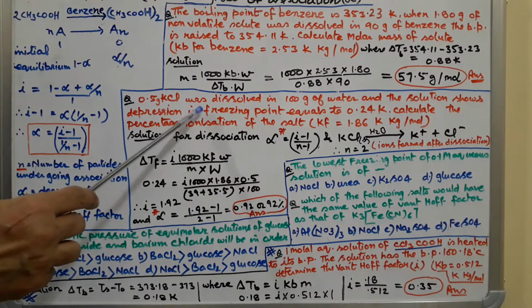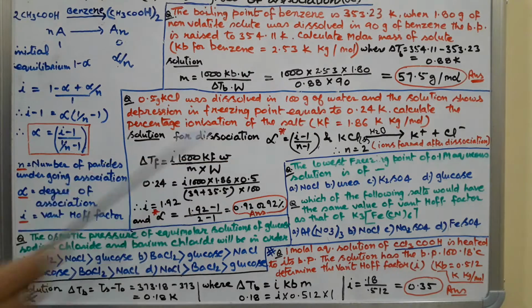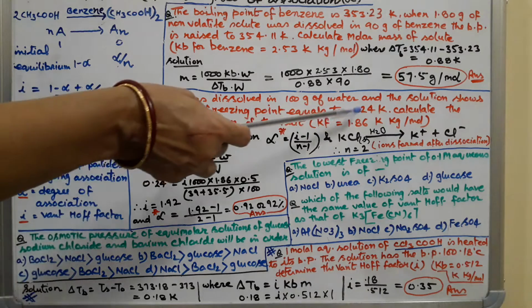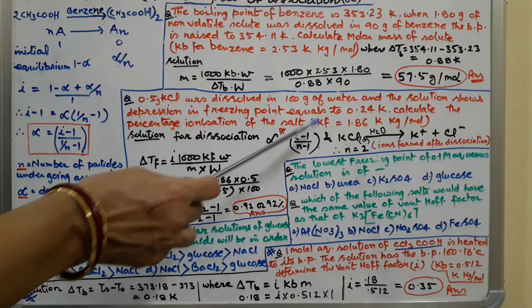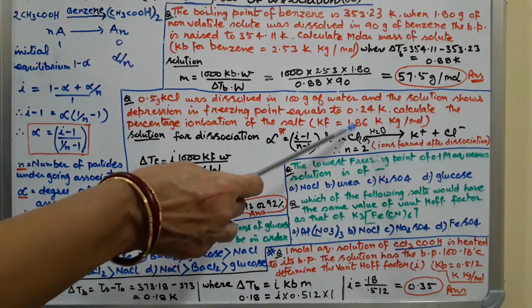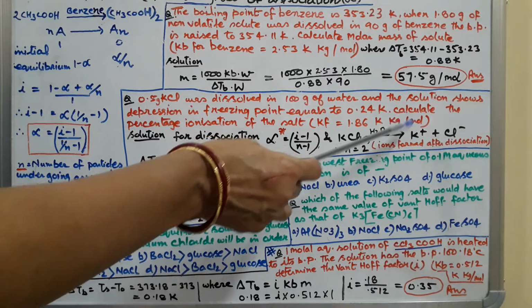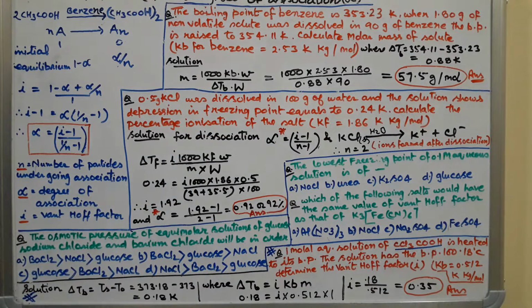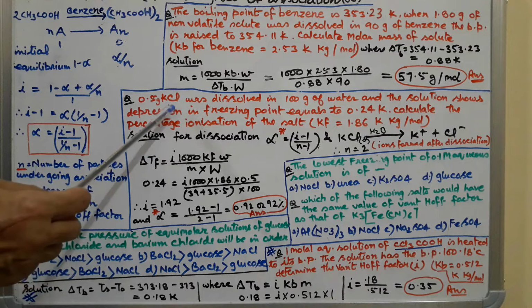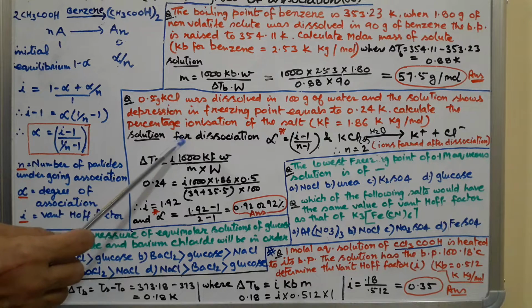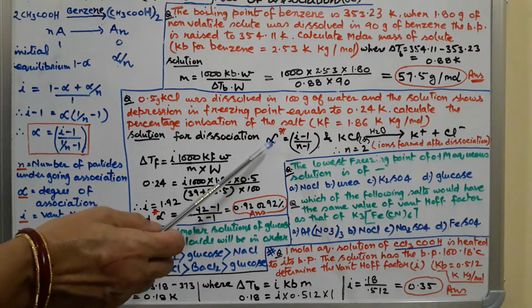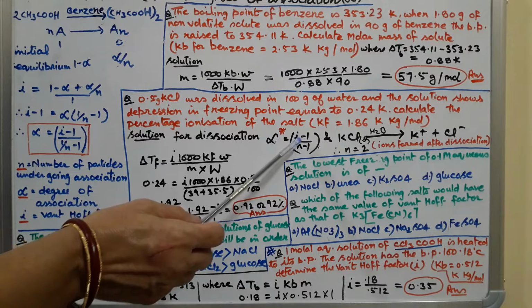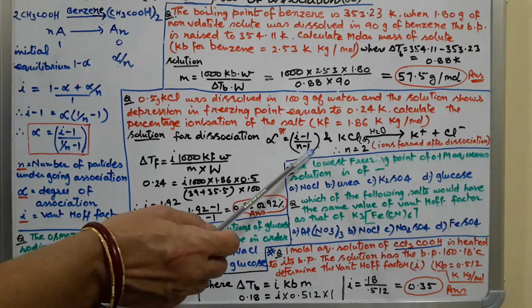0.5 grams KCl was dissolved in 100 grams of water, and the solution shows depression in freezing point equal to 0.24 Kelvin. Calculate the percentage ionization of the salt. Kf, a constant given here, is 1.86 Kelvin kg per mole. So as you can make out, this is KCl, an electrovalent salt. So obviously it will go for dissociation, and this is the degree of dissociation. The formula is (i minus 1) upon (n minus 1).